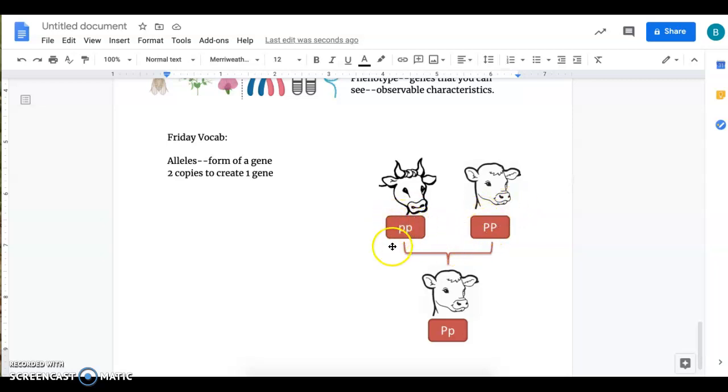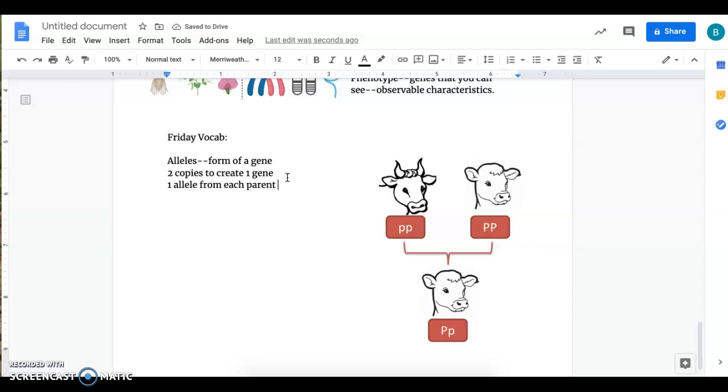So if we look here, these 2 alleles, these 2 lowercase p's, they represent horns in a cow. So two alleles, 1 gene. So 2 alleles, the 2 little p's here, for the gene of horns. And then over here, for the 2 capital P's, 2 copies create 1 gene, no horns. All right, so 2 copies to create 1 gene. You get 1 allele from each parent.